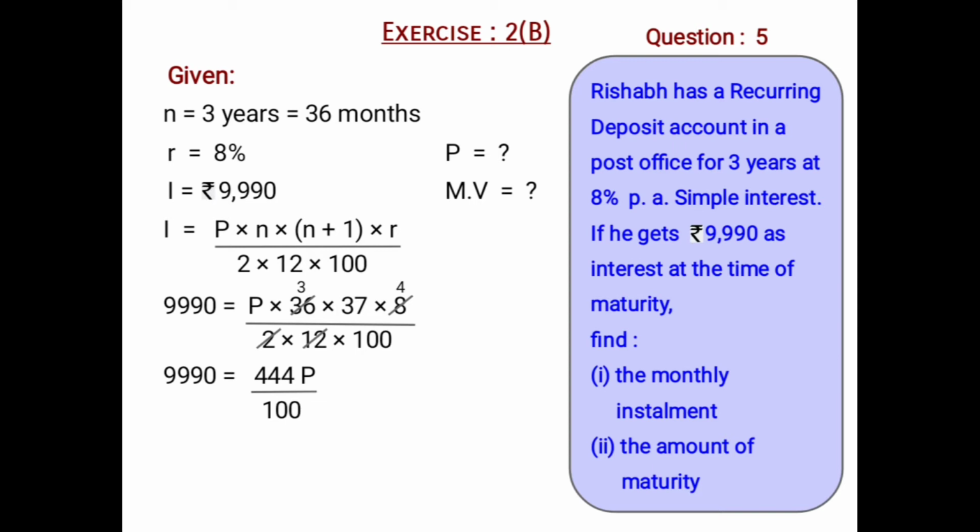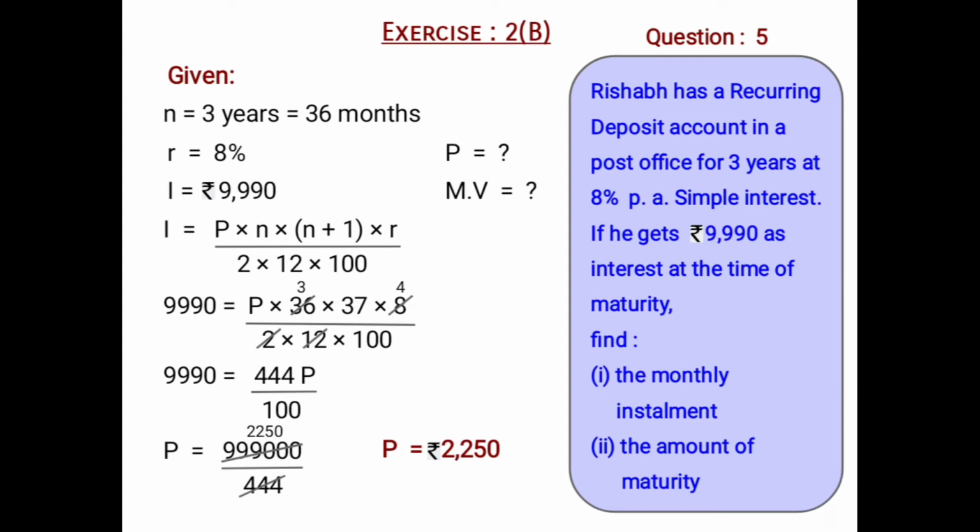Next we are going to cross multiply this 100 with 9,990. So we will get P is equal to 9,99,000 divided by 444. On dividing this, we will get P is equal to rupees 2,250 as a monthly installment.